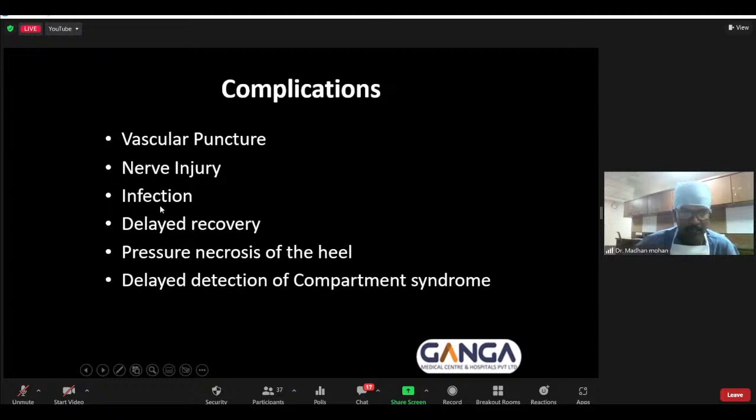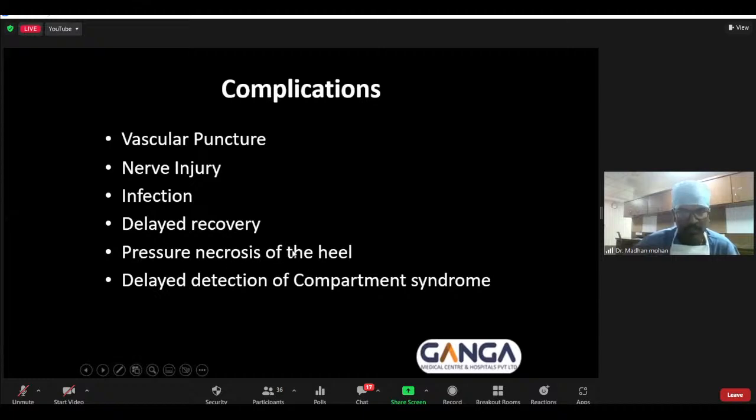And infection, if you are doing a continuous catheter, it is more common. So catheter care is important. And then delayed recovery can happen in popliteal sciatic nerve block also, especially if you are using a higher concentration and you're using perineural additives.